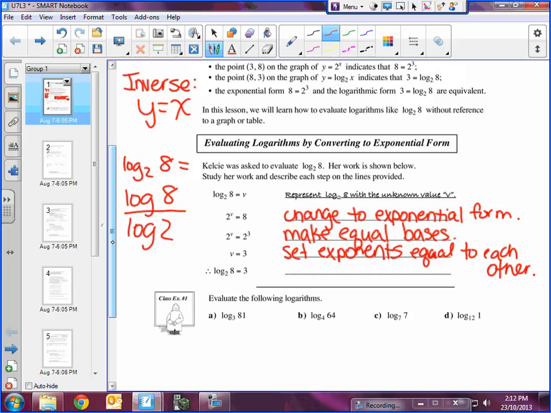V equals 3. You know what? I just started a new trend, that's all.